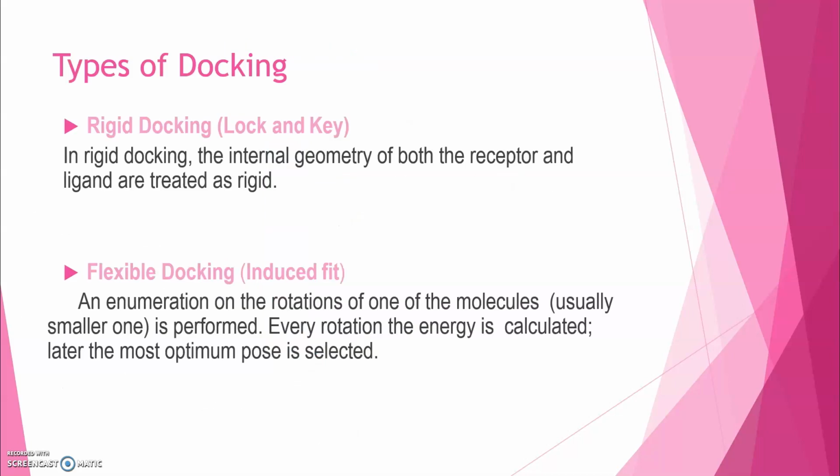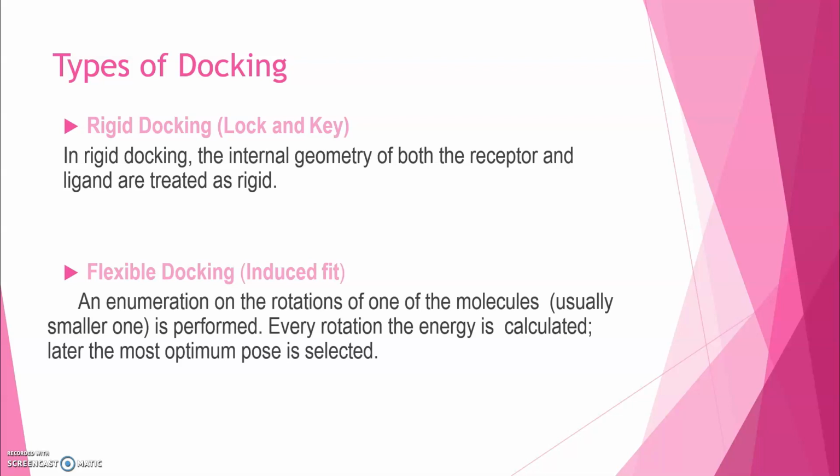There are two types of docking: rigid docking, also called the lock and key model, and flexible docking, also called the induced fit. In rigid docking, the internal geometry of both the receptor and ligand is treated as rigid. So bond angle, bond length and torsion angle of the components are not modified at any stage of the complex generation. While in flexible docking, an enumeration on the rotation of one of the molecules, usually a smaller one, is performed.